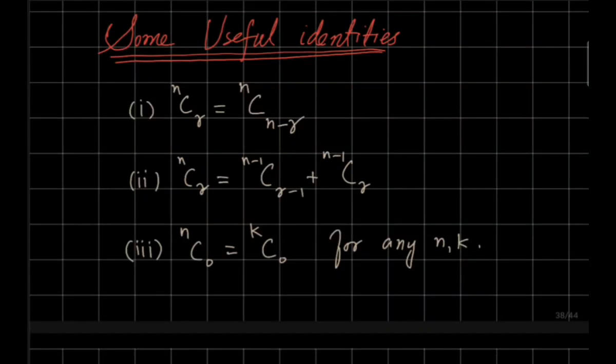In this video, we will prove the binomial theorem. First we have to know about these identities, which I have written down here. The first one is nCr is the same as nC(n minus r). And the second one is nCr is the same as (n minus 1)C(r minus 1) plus (n minus 1)Cr. And the last one is nC0 is the same as kC0 for any n, k.